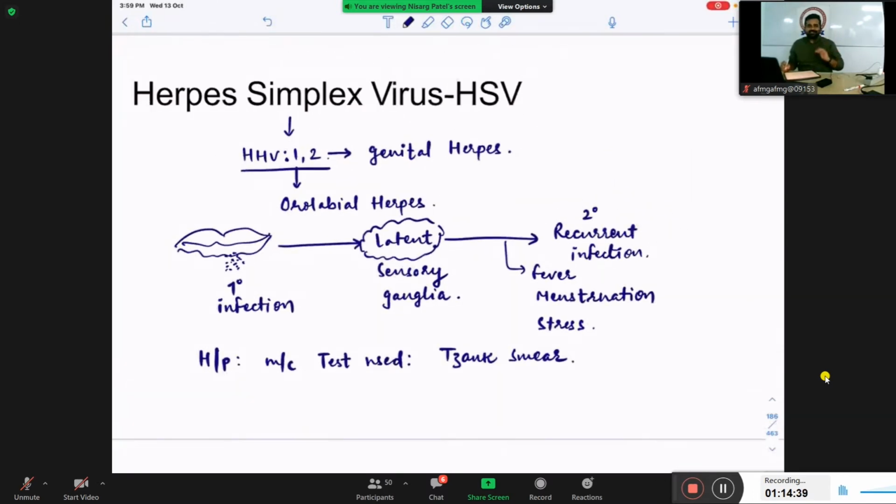How is it different from HHV-3? When a person has human herpes virus 3, there is varicella. Okay.